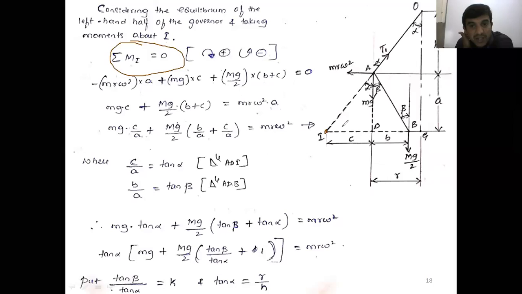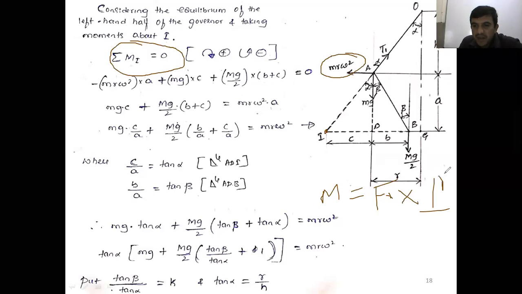Now first consider what forces are acting here at the governor ball. The first force is the centrifugal force, mr omega square. That is a force. What is the equation for moment? Moment is nothing but force into perpendicular distance, right? That is the basic equation for moment. So here, the force acting at the governor ball is mr omega square. The first one is the centrifugal force.